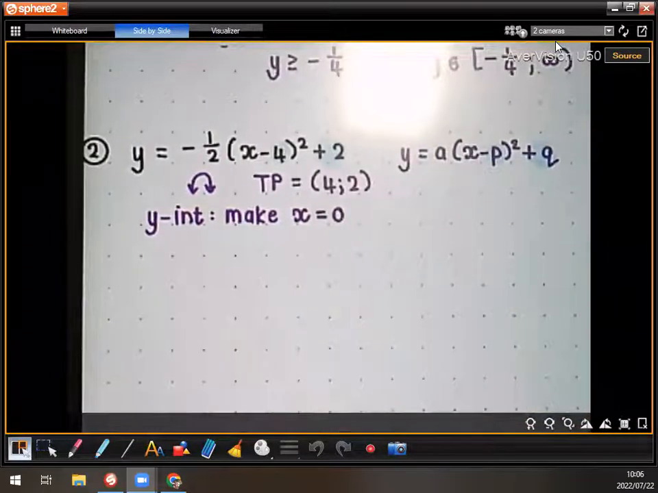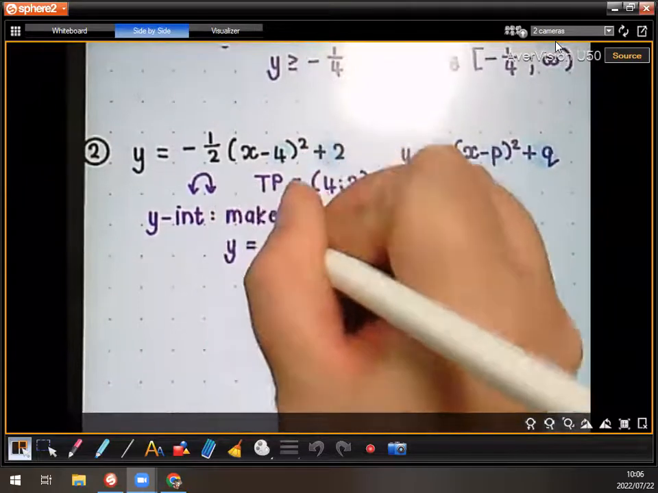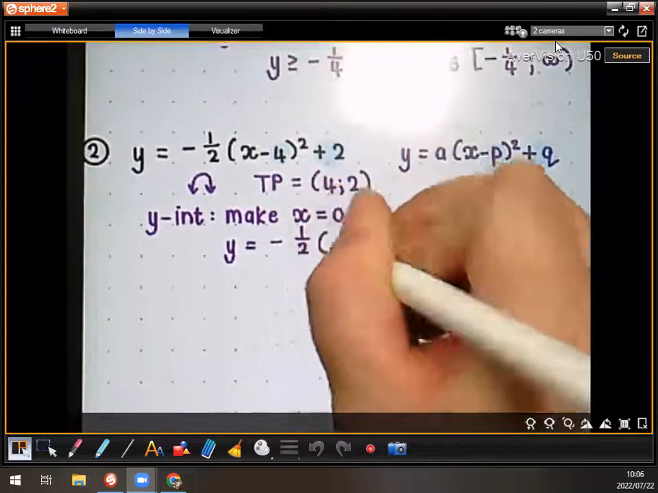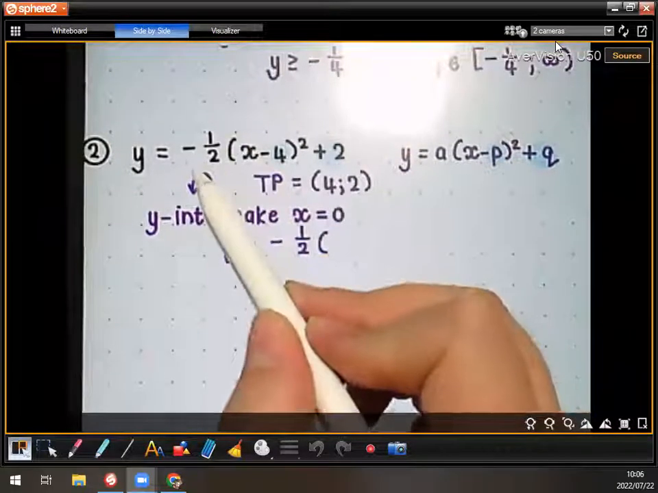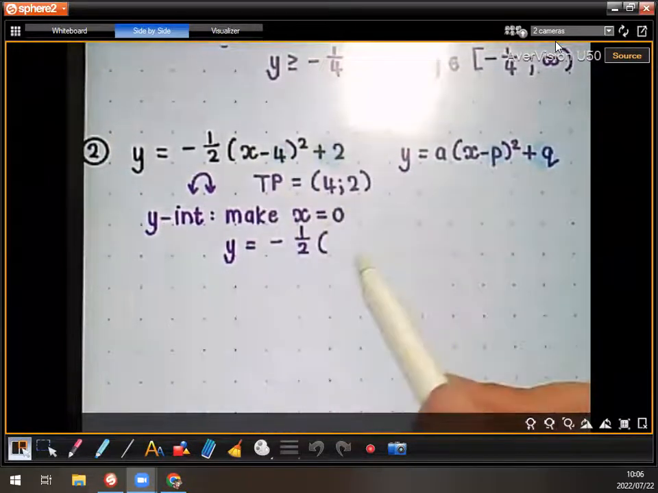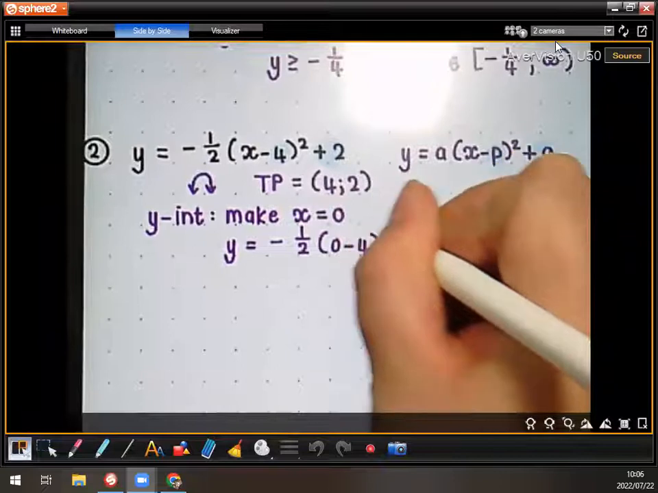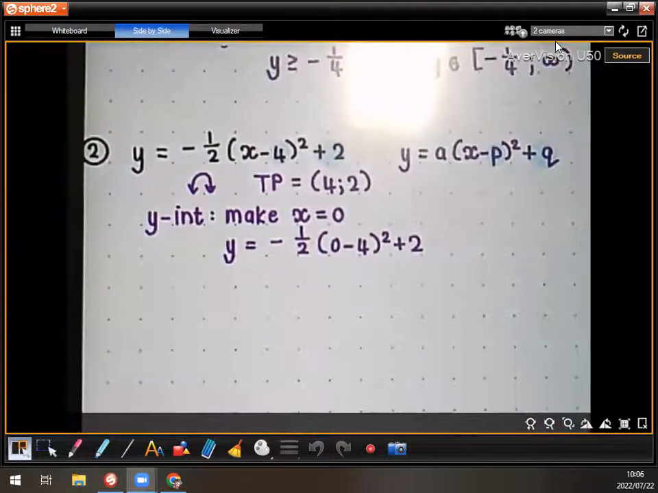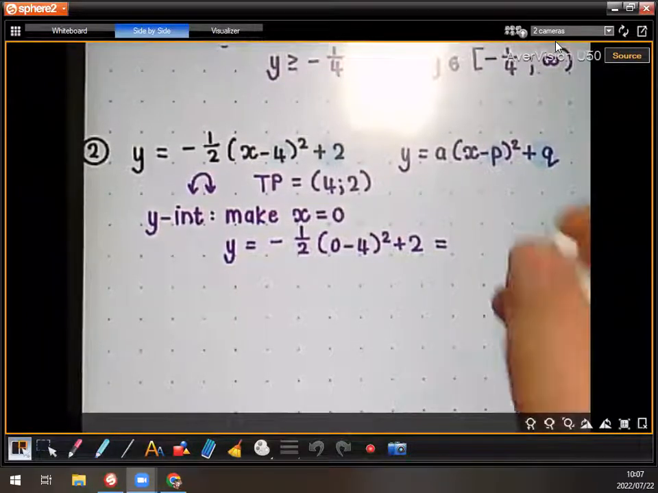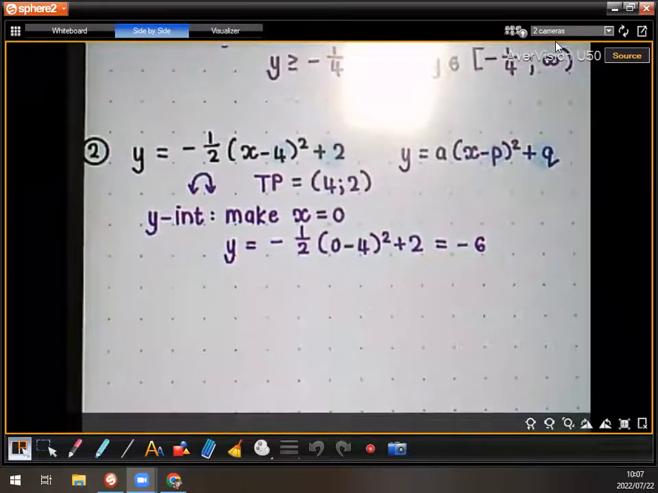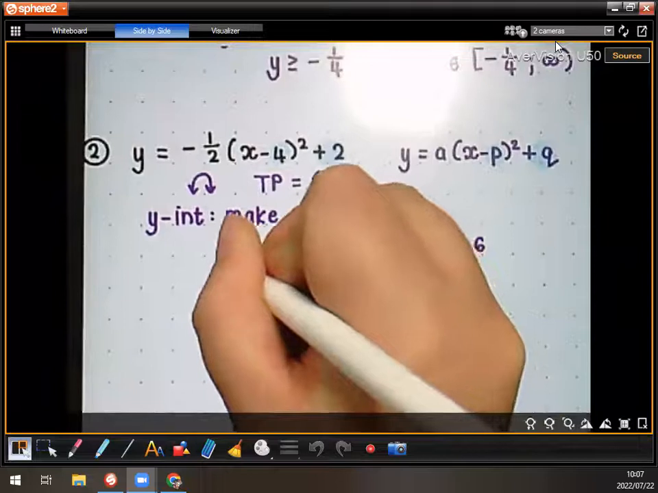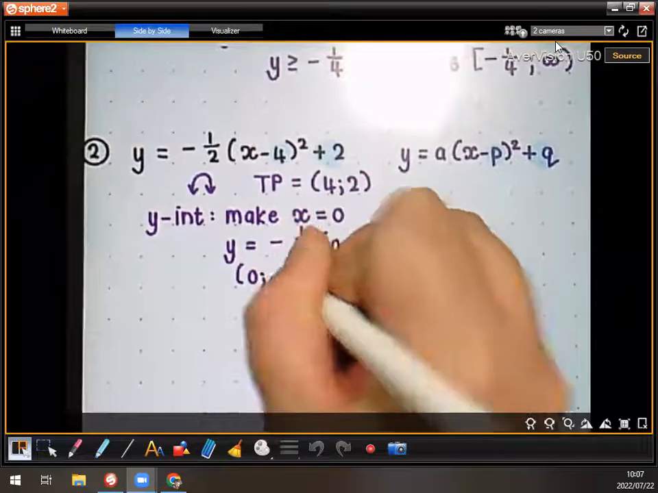For the y-intercept, we need to make x equal to 0. You can just do that on the calculator, but let's write it out for now, since it is the first example. So I'm just writing that whole equation, and in the place of x, I'm going to use a 0. That's all we need to do there. We have negative a half times (0 minus 4) squared plus 2. You can just type that into the calculator. It will give you an answer of negative 6. So our y-intercept here is (0, negative 6).